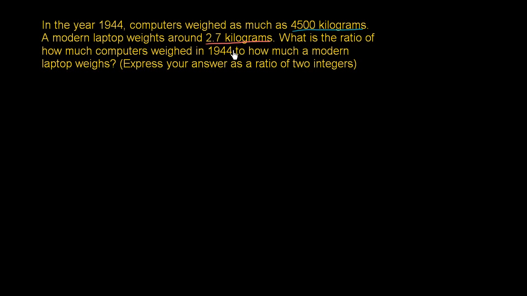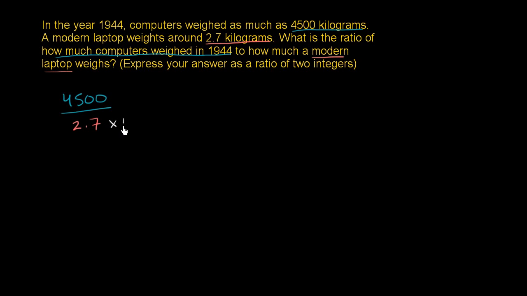So the ratio of how much computers weighed in 1944, so we know that's 4,500 kilograms. We want the ratio of that to how much a modern laptop weighs, and that's 2.7 kilograms. So this right over here is a ratio, but we haven't expressed it as a ratio of two integers. In particular, 4,500 is an integer, but 2.7 is not an integer. So the easy way to convert 2.7 to an integer is to move the decimal place 1 to the right, or another way of thinking about it is to multiply it by 10.